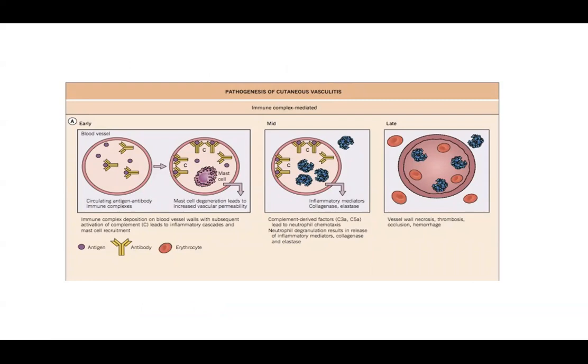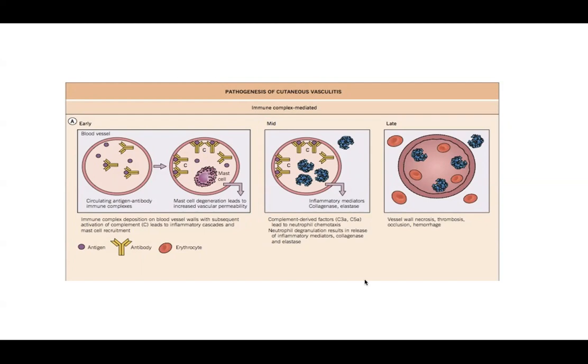What would you expect to see, though, if you biopsied early vasculitis? So what's the pathogenesis? The pathogenesis of early vasculitis is that you start to have the antigen-antibody immune complexes forming, binding to the circulating antigen. The circulating antigen allows for the immune complex formation to start depositing in the lumen of the vessels, and you have mast cell degeneration, which leads to increased vascular permeability. So in the early phases, that immune complex deposition on the blood vessel walls with subsequent activation of the complement leads to the beginning of the inflammatory cascades and the mast cell recruitment.